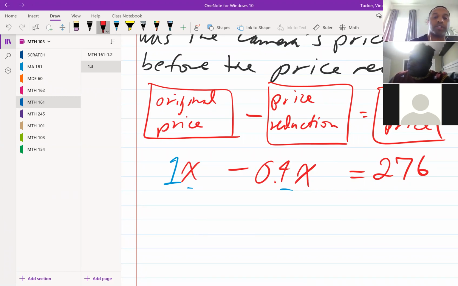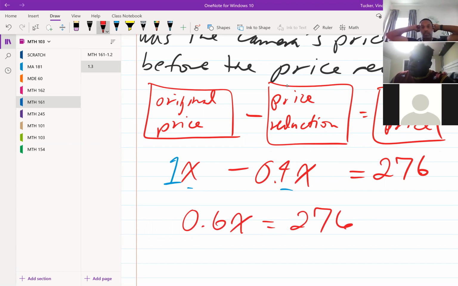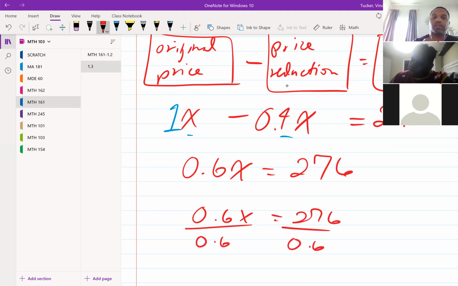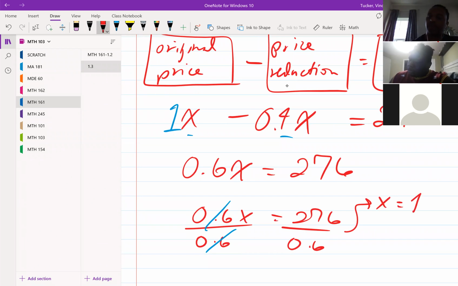So 1 minus 0.4 is 0.6 X, and that'll be equal to 276. So make sure we are okay before we look to finish off the problem. All right, so now here we'll divide both sides by 0.6. X is equal to 460.